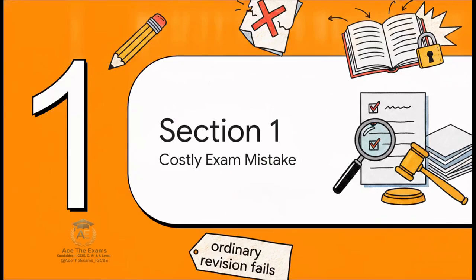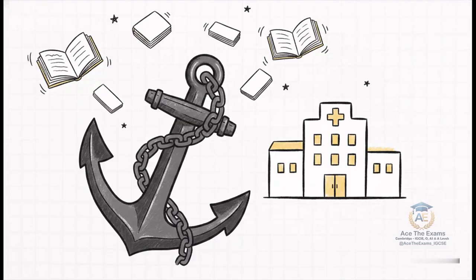Section 1. The costly exam mistake. Let's dig into exactly why ordinary revision fails and how these Cambridge examiners actually grade your papers. See, students constantly memorize flashcards and cram textbook definitions. They know the theory backward and forward. But they hemorrhage marks because they fail to anchor their explanation to the specific IT situation provided in the paper. Guys, context is literally everything. If the exam asks you about a hospital network, your answer better be explicitly about a hospital, not just data floating around in a vacuum.